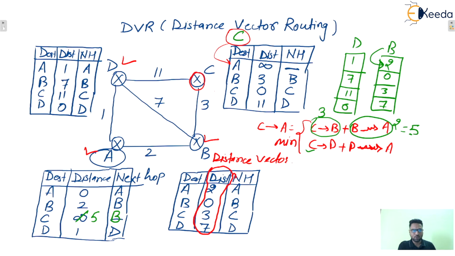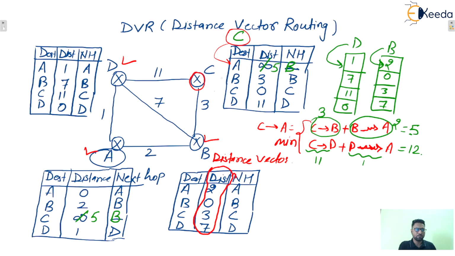Next one, C to D is what? C to D is 11, and D to A, that will be from the distance vector, 1. So this is going to be 12. So the minimum will be 5 via B. So this will be updated to 5, and we can say that the next stop becomes B, isn't it? I hope this one is clear to everyone.